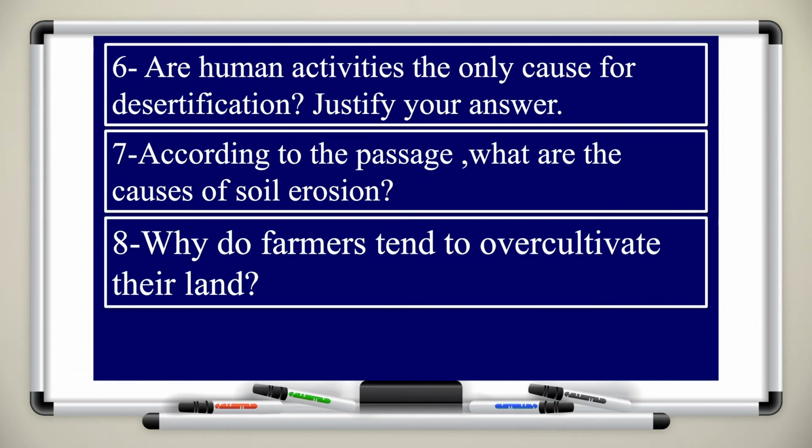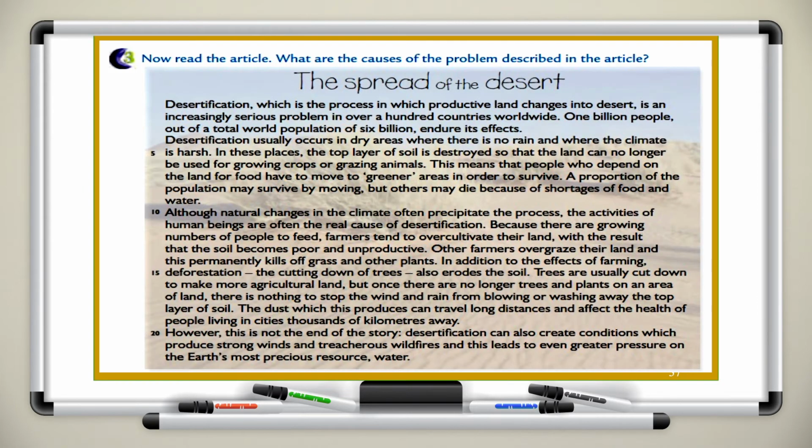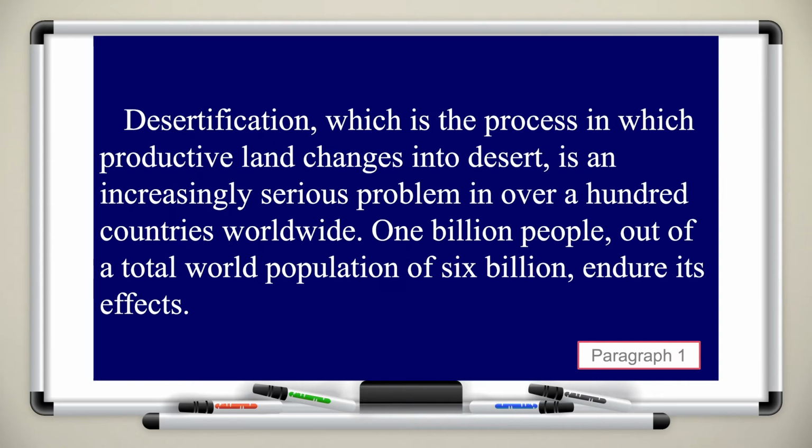Question 8. Why do farmers tend to over-cultivate their land? And question 9. To what extent are trees and plants vital, meaning important, to the environment? You will find the article in your student's book, Unit 4. Let's read the article together and then go back to answering the questions. We will start with paragraph 1.